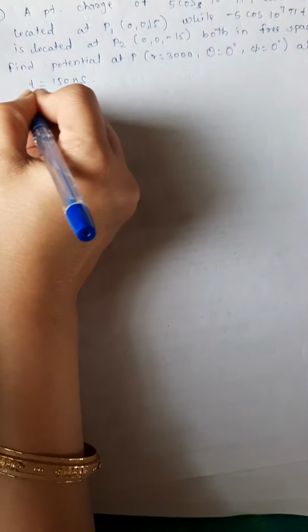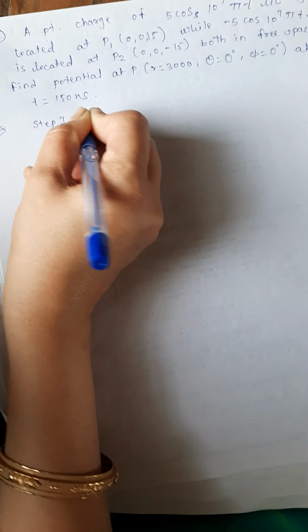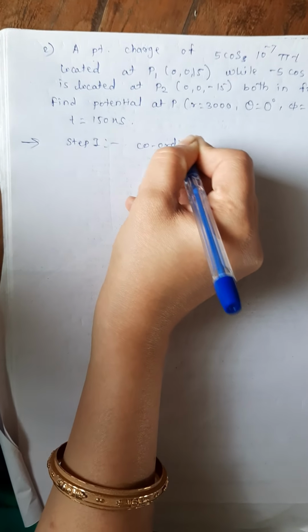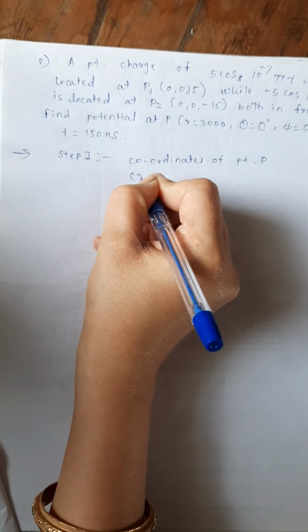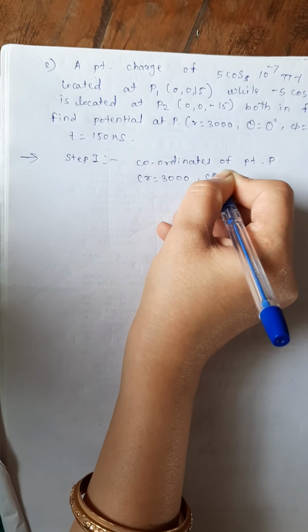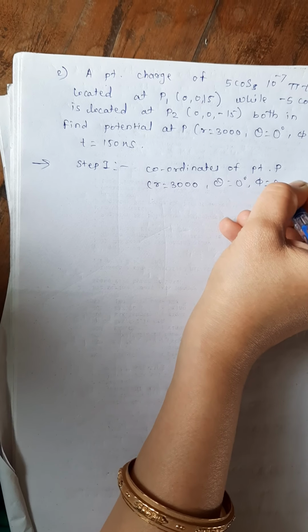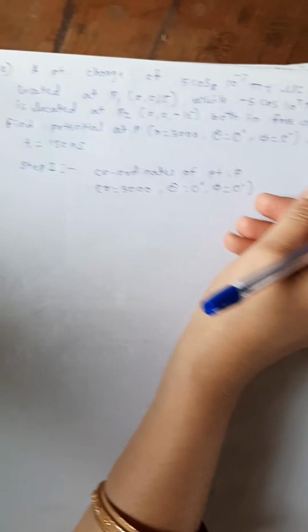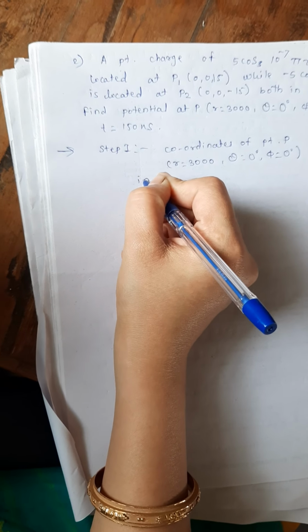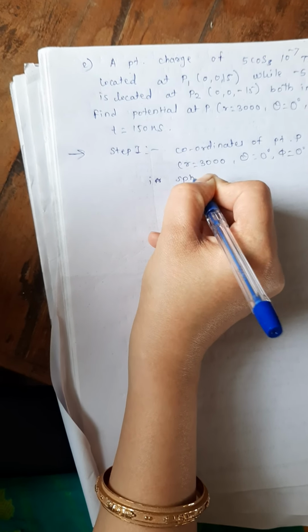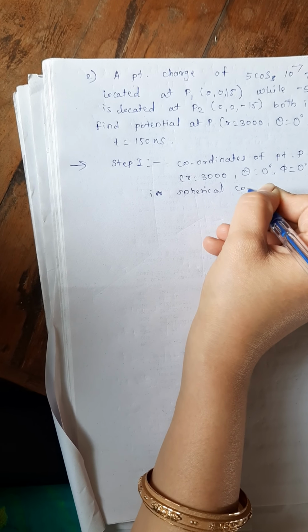So first step, the coordinates of P are given. So we write down the given, that is coordinates of point P are r equal to 3000, theta 0 and phi also 0 degree. So this is in spherical coordinate, r theta phi is given. This is the spherical coordinate system.